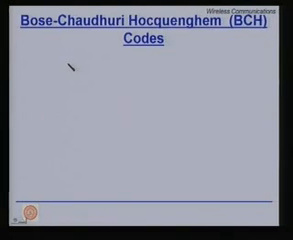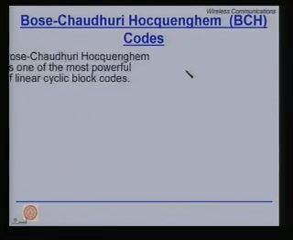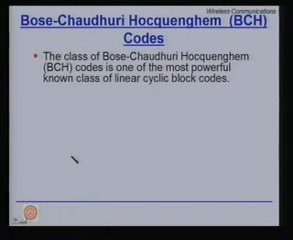Let us now peek briefly into a subclass of cyclic codes, which is the Bose-Chaudhuri-Hocquenghem codes, or more popularly known as the BCH codes. So, the BCH codes are a subclass of cyclic codes, which are a subclass of linear block codes. The class of BCH codes is one of the most powerful known classes of linear cyclic block codes.